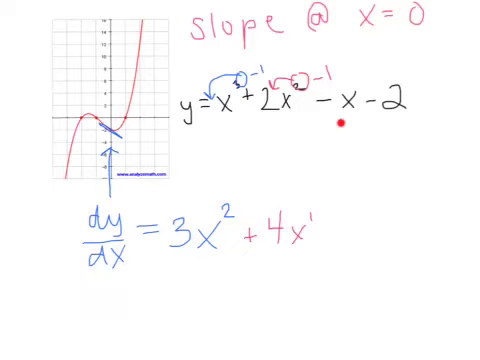Now we're going to move on to the next term. So now we have minus, and this is an imaginary 1 right there. We're going to bring it out front, and then we have x, and then we subtract 1. So 1 minus 1 is just 0. And then we move on to our next term, and this is where it gets kind of interesting. This is the same thing as x to the 0, 2x to the 0. So you take the 0 and you bring it out front. So we have minus 0.